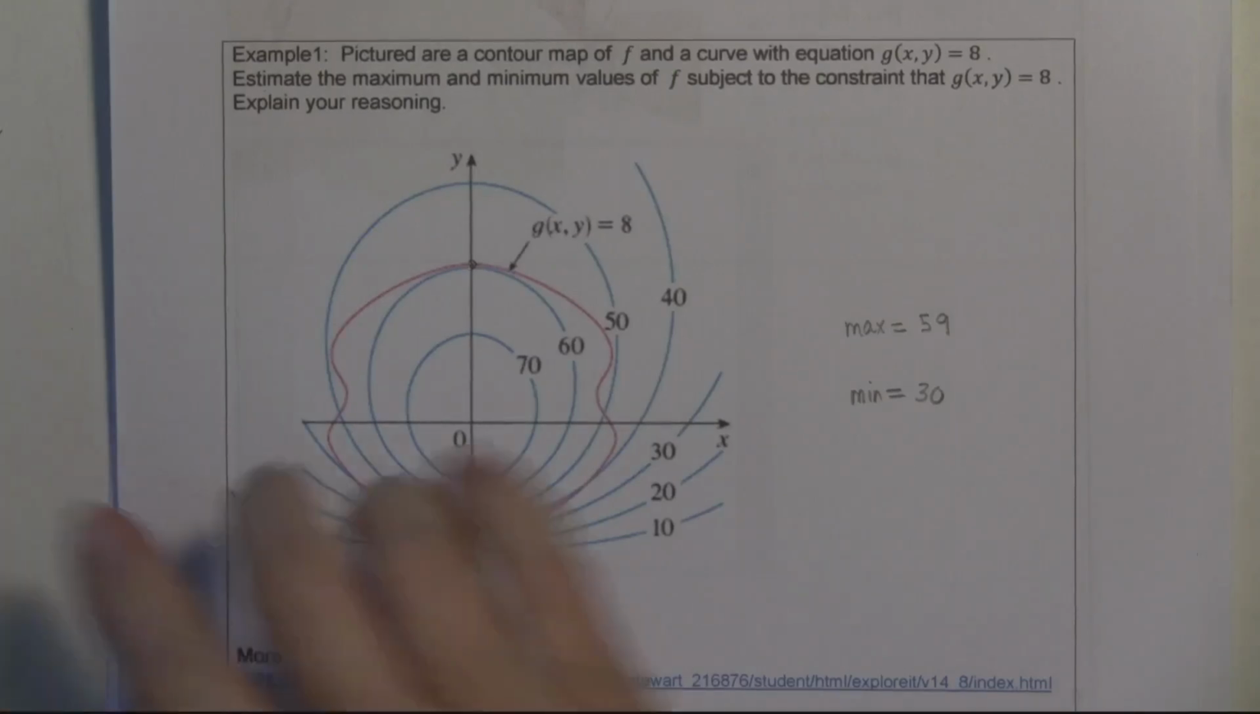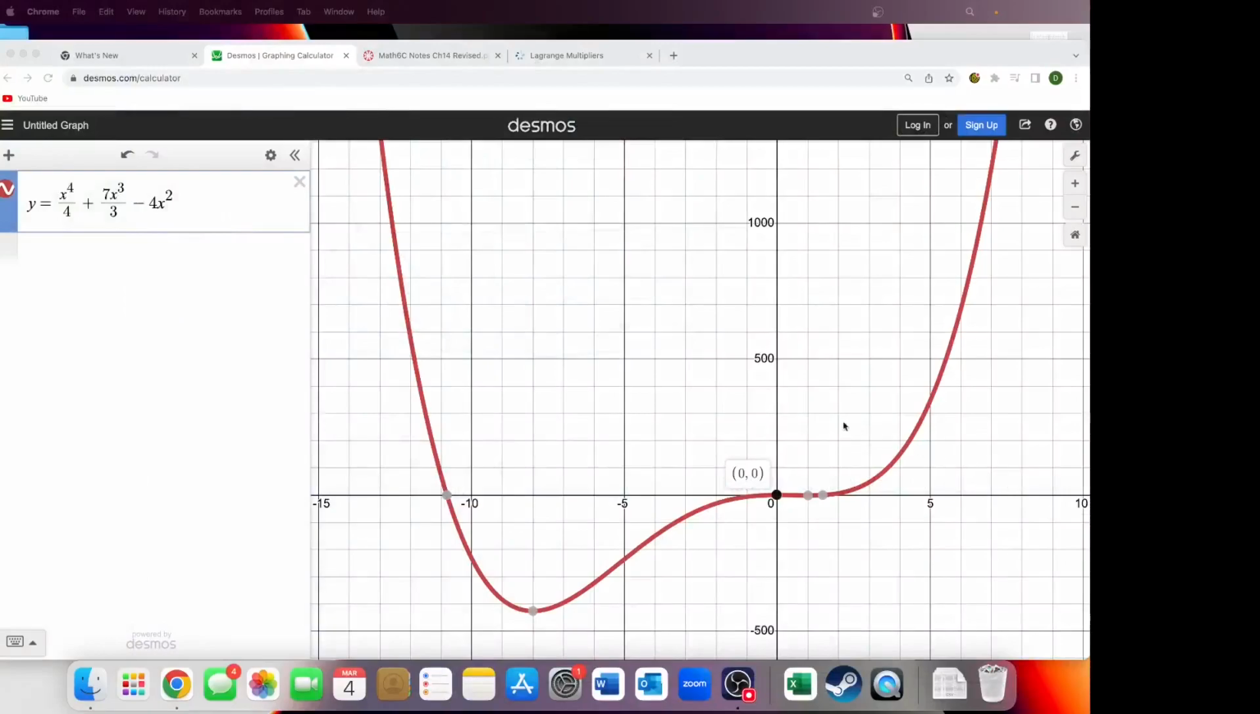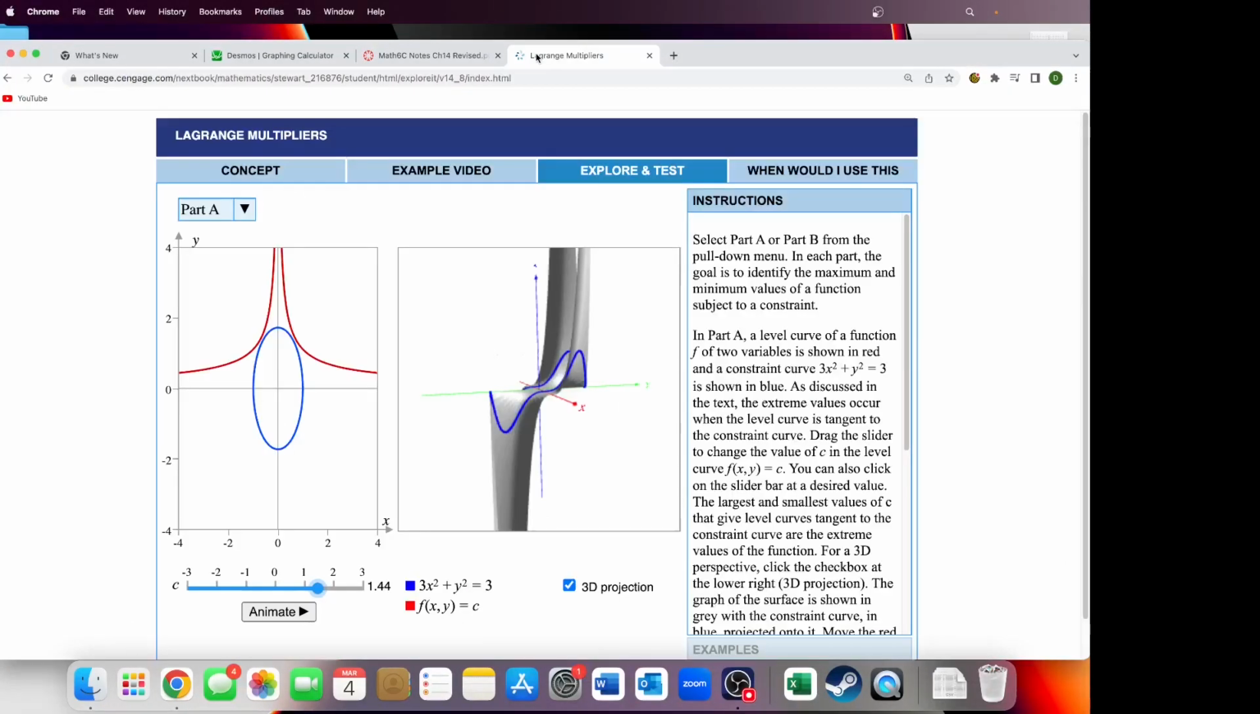I want to look at this with more practice with the idea. So I'm going to my MacBook screen, if I can figure out how to do it without ruining everything. And things haven't been going too well today for me.